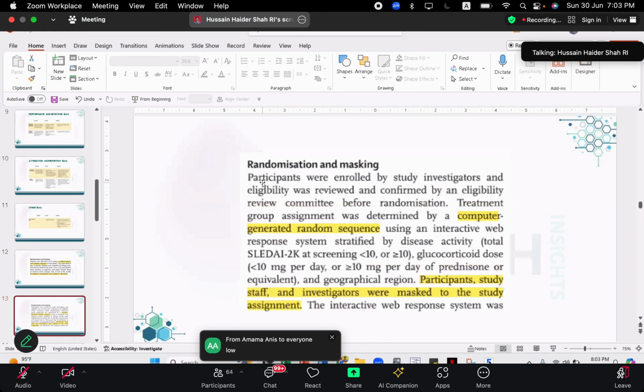Again, in this randomized and masking, computer generated random sequence worked. Is it low risk or high risk? Again, well done. Participants, study staff, and investigators were masked to the study assignment. High risk or low risk? Well done. You did a brilliant job.